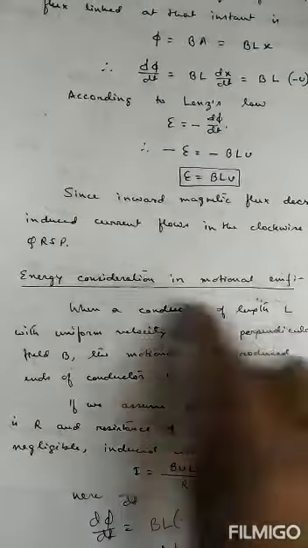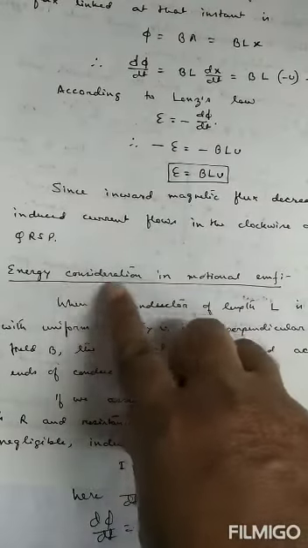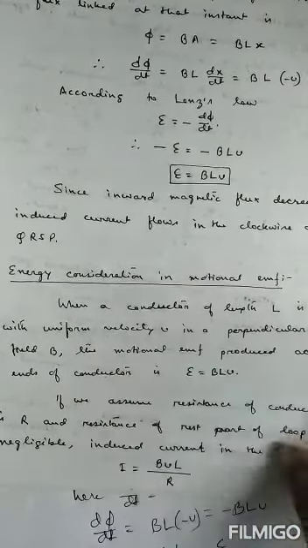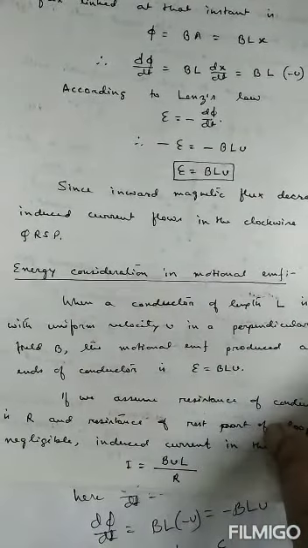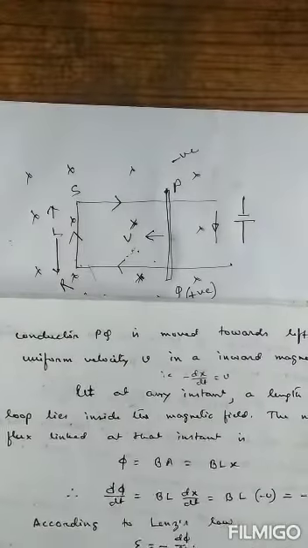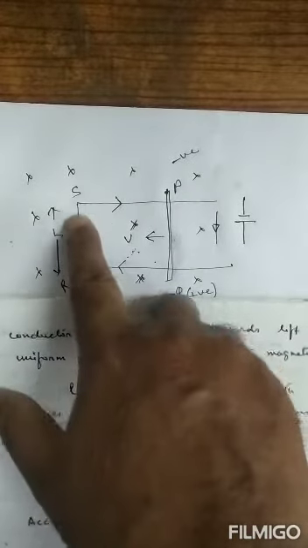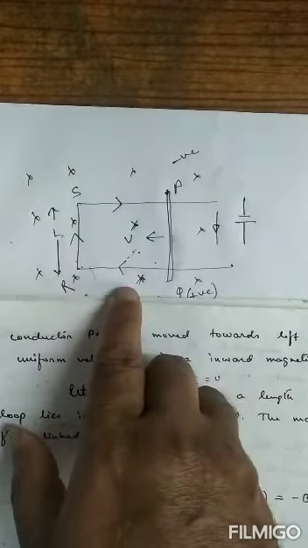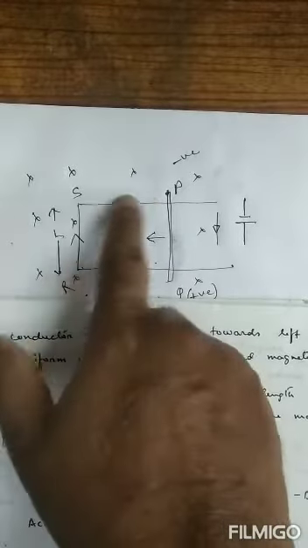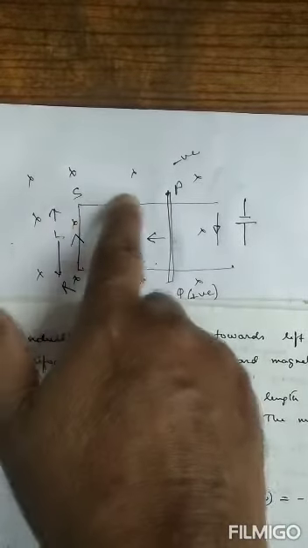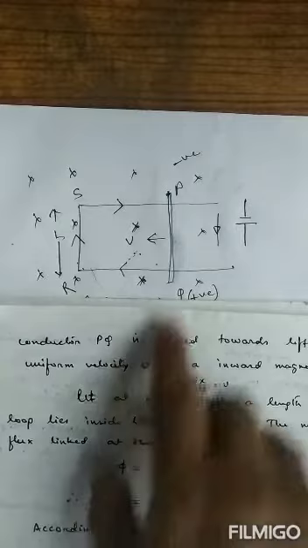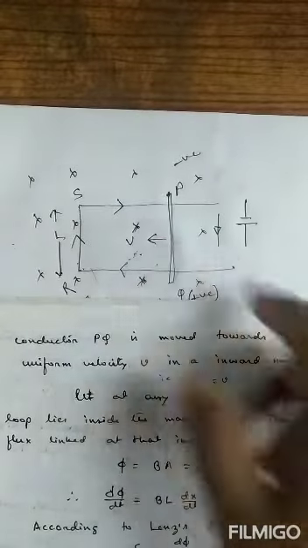Now we want to discuss the energy consideration in motional EMF. Let us assume that the resistance of this particular part, QRSP, is negligible, practically zero, and the resistance of this conductor PQ is capital R.